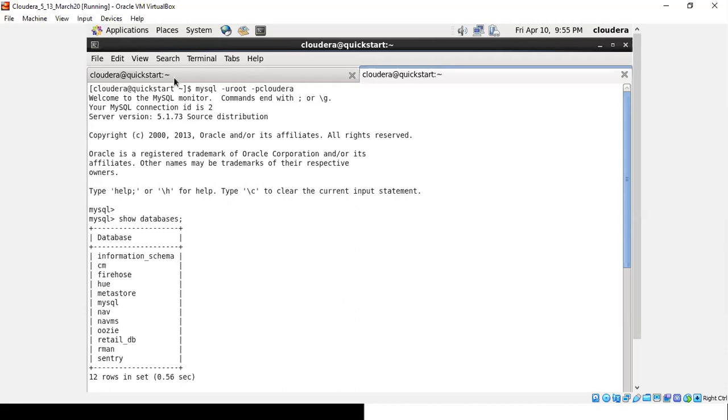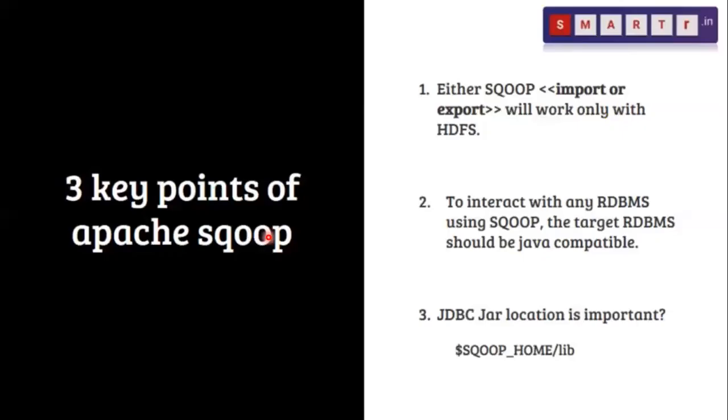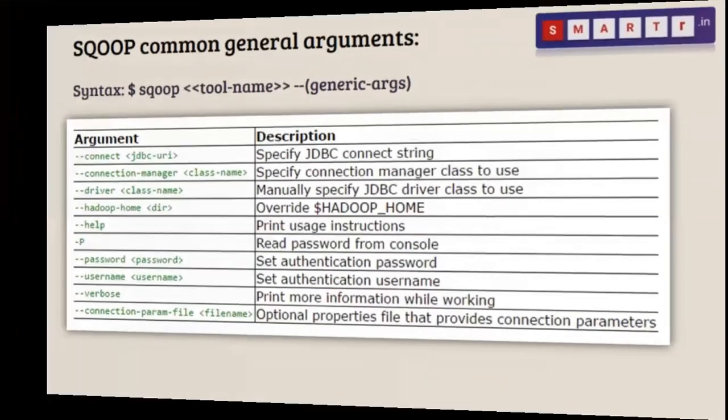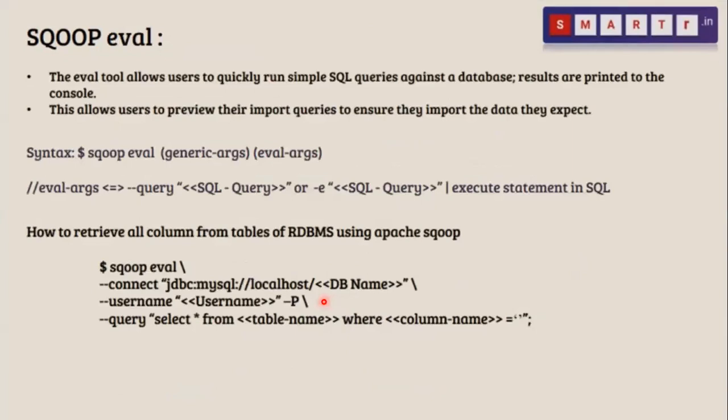So till now we have seen only the table retrieval as well as database retrieval. Any question here? Or we can go further. I guess no. So this is what we have discussed: list databases and list tables, where we just retrieved the data. Now we are going to retrieve what kind of data is available in a particular table, the table content.